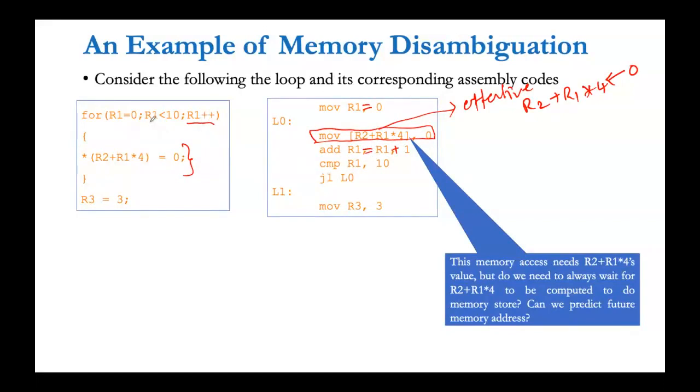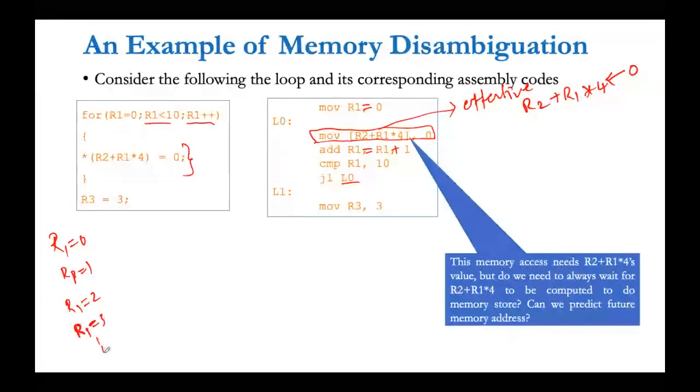Once it is incremented, the comparison operation takes place, whether the R1 value is less than 10 or not. If it is true, then it directly jumps to the target address L0 and starts executing this loop. So in this case, what happens is that R1 is equal to 0, R1 is equal to 1, R1 is equal to 2, R1 is equal to 3, and so on, up to R1 equal to 9.